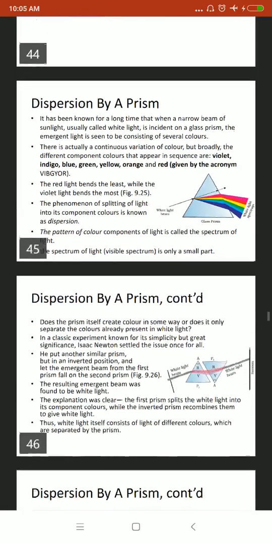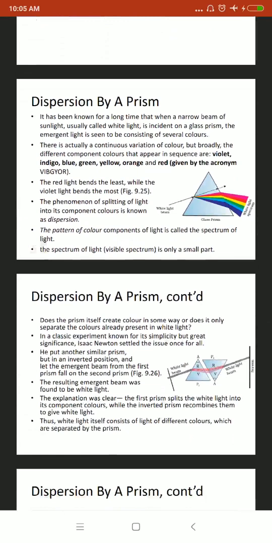Now the next topic is dispersion by a prism. It has been known for a long time that when a narrow beam of sunlight, that is white light, is incident on a glass prism, then the emergent light is seen to consist of several colors. If a narrow beam of white light passes through the prism, then at the other side we get several colors.